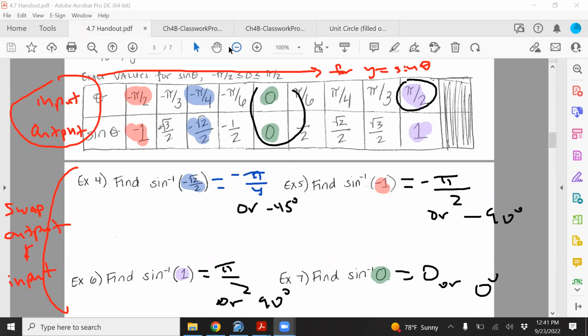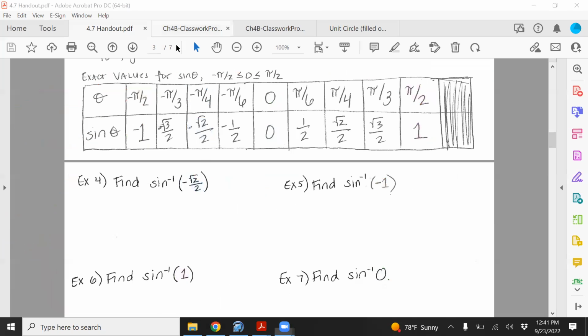So that's how I got that. Would negative pi over 2 or negative 90 be interchangeable? Totally. Yep. So we still give you the circle? Yep. Okay.